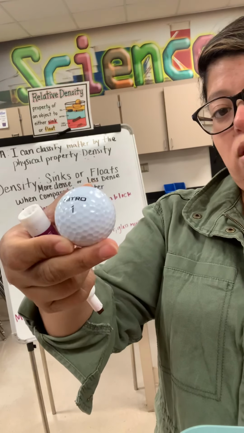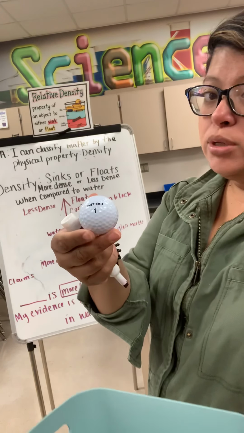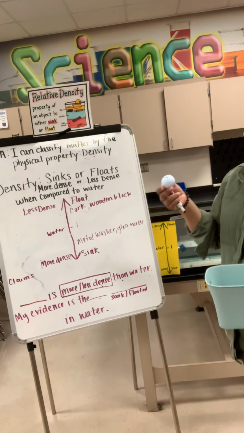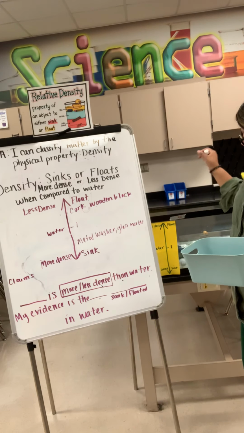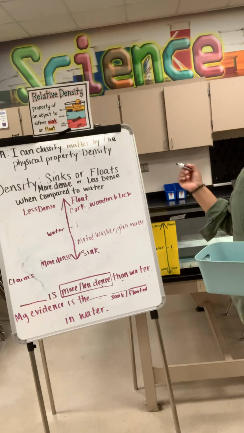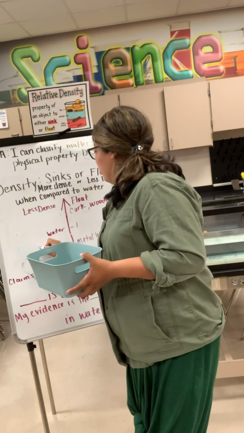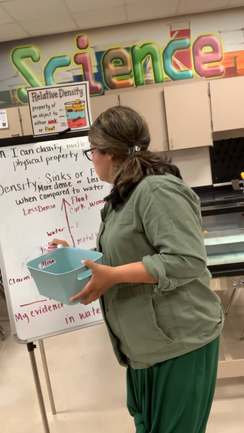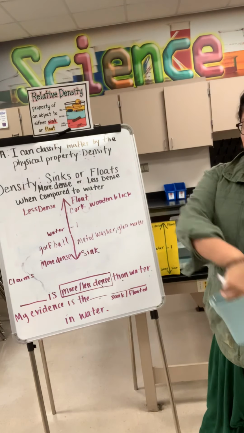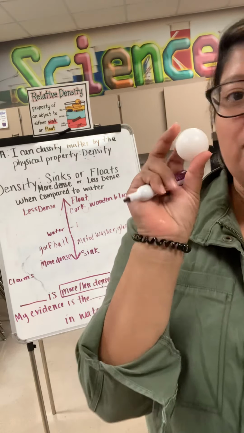Next, we have a golf ball. So is the golf ball going to sink or float? What do you predict? Test it out. And it sank. So I have golf ball, sank. And our last item is the ping pong ball.